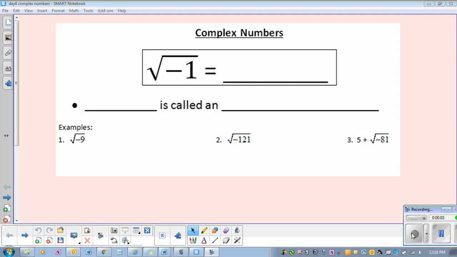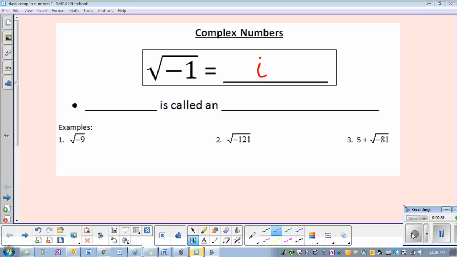Square root of negative 1. Can you take the square root of a negative number? You cannot. Something times something, can that give you a negative? If I take something squared, can I get a negative? No, right? Because if you take a negative and square it, negative times a negative gives a positive. If I take a positive number and square it, positive times a positive gives a positive. So square root of negative 1 can't be done, right?